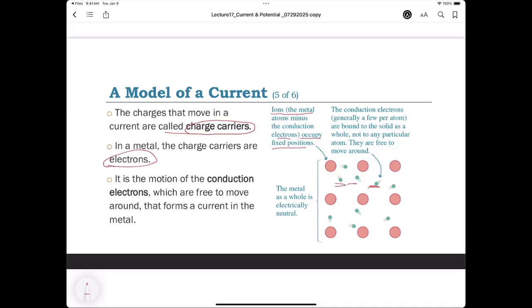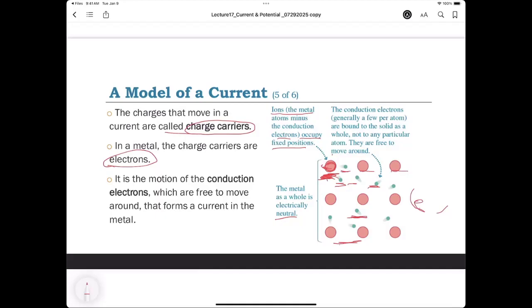Those electrons are free to move, but the atoms just occupy fixed positions. They don't move easily, but these electrons are free to move around. The metal as a whole is electrically neutral. If the metal wire isn't connected to a circuit, it's neutral, not positive or negative, because the positive and negative charges are equal.